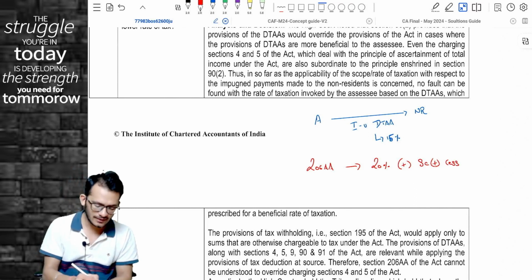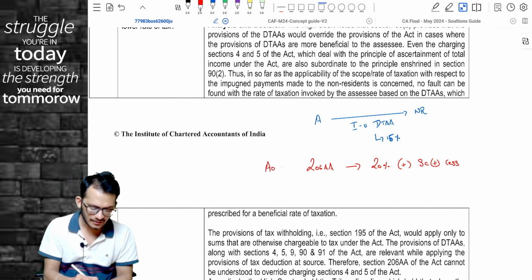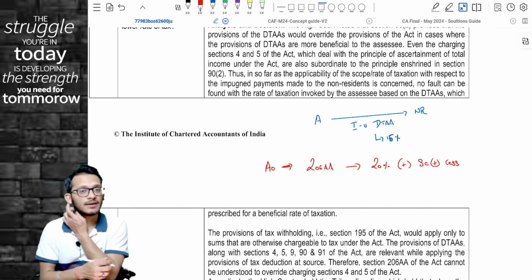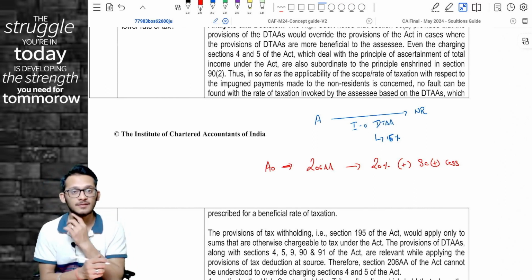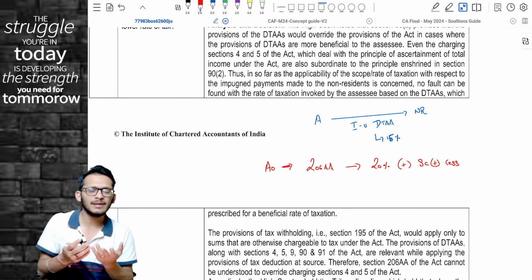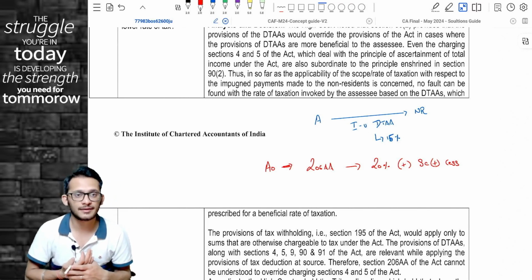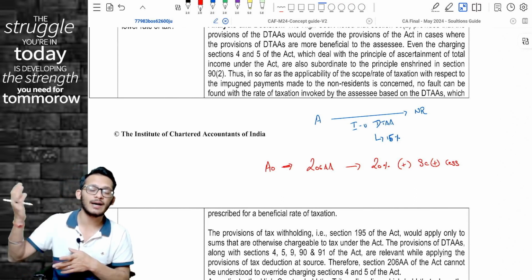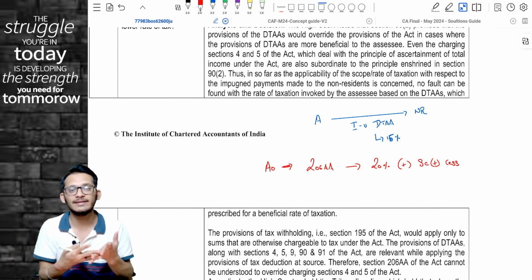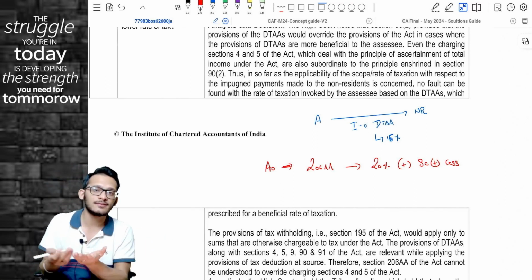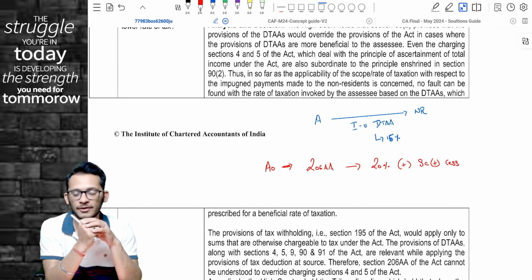So the assessing officer said, dear Mr. A, since you have not got the PAN number of the non-resident, you should have deducted TDS at the rate of 20 plus surcharge plus cess. Assessee said, sir, I understand what you're saying, but please understand this is a non-resident. Do you expect me to go and ask him to get a PAN number in India for every single transaction? More so for the fact that DTAA is saying a 15% rate. Is the non-resident not eligible for a 15% beneficial rate?